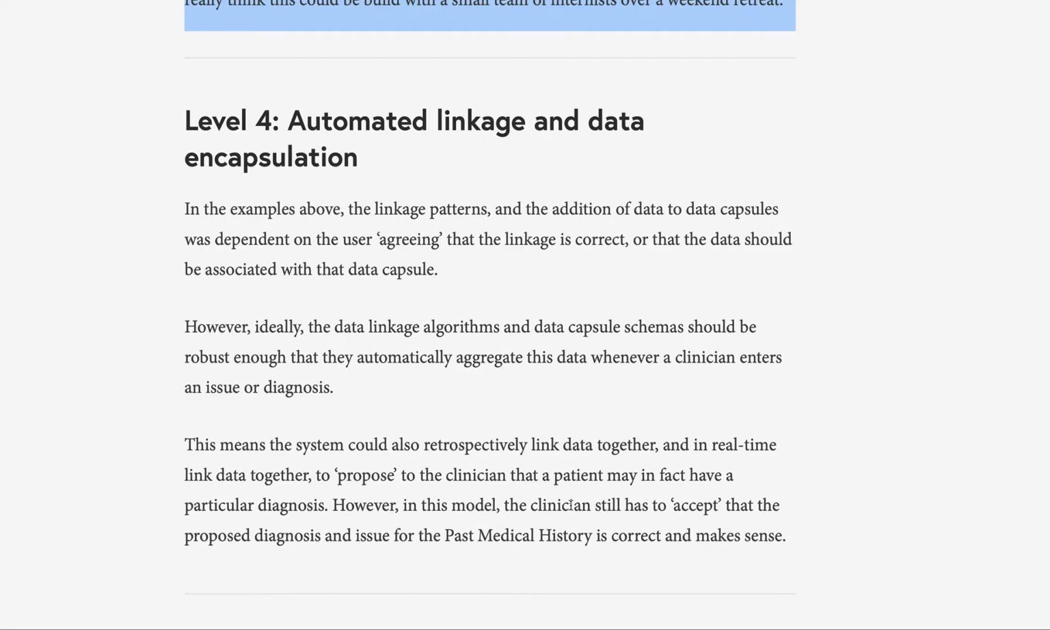The other big part of level 4 is that the system can, in theory, retrospectively look through information and try to link it together, or look through information in real time and try to link it together. And if it finds a link and a pattern that matches, it could propose to the clinician that that patient perhaps has a particular diagnosis. And the key part of level 4 is that the clinician then needs to accept the proposed diagnosis, and then, upon accepting it, it can be entered into the patient's past medical history.